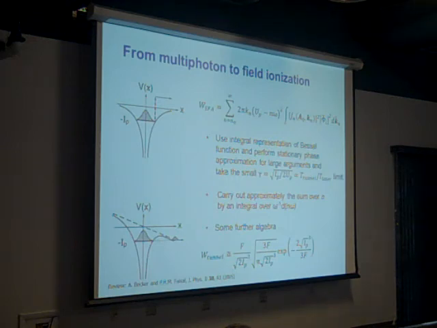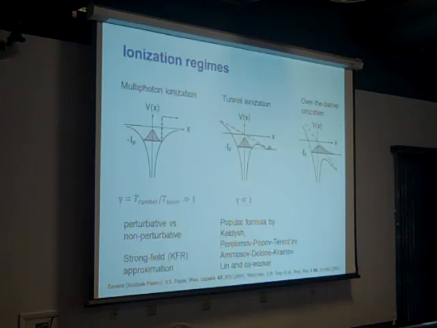So sometimes in the literature when one reads this, one has the feeling, multi-photon, I need one theory, tunnel, I need another theory. There's no connection between the two, but there is a connection here. And you can really understand where the connection is, where you take away this sum and you replace it by an integral. And then you get different ionization regimes.